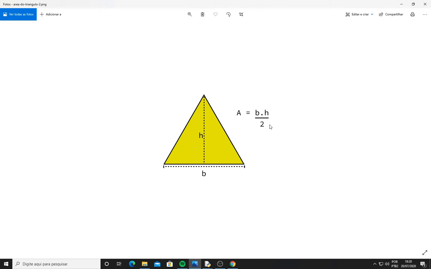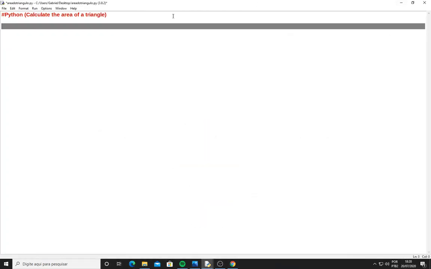What we have here is the formula, the equation: the base of the triangle times the height divided by 2 is the area of a triangle. So how can I write this in Python?